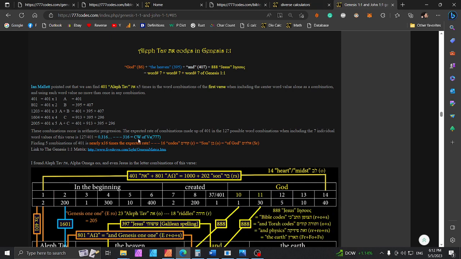The expected rate of this hits 4 times. I mean, 16 times the expected rate. Okay? And 16 is the value of pi. I know I connected it wrong here because it shouldn't be codes. It should be pi. I'll show you.